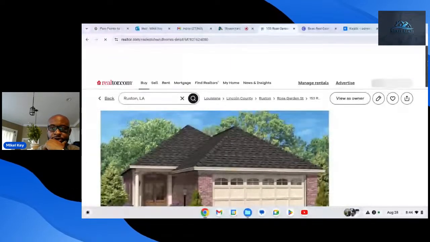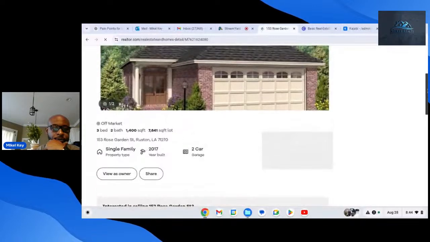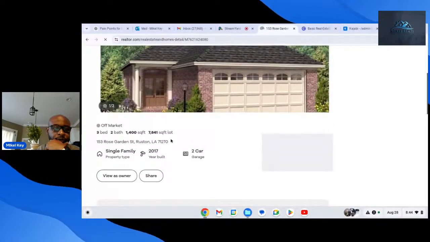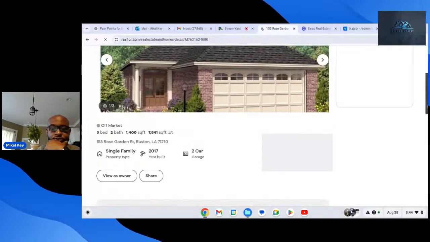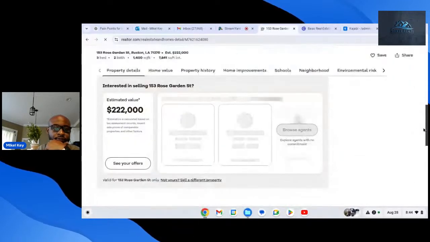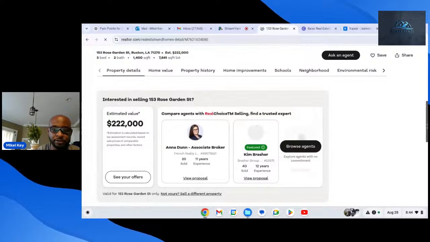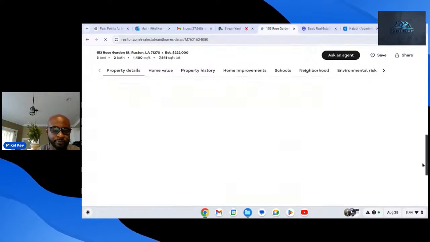All right, so here's 153 Rose Garden Street. Okay, so an off market property, 3-bedroom, 2-bath, 1,400 square foot. And this is on realtor.com, guys. So the estimated value is $222,000.